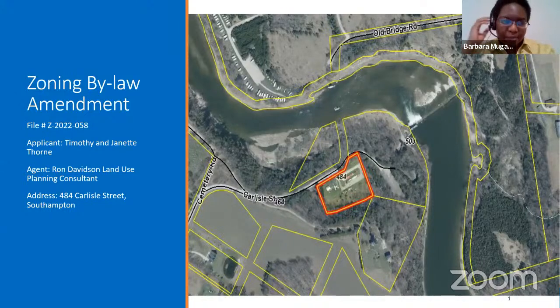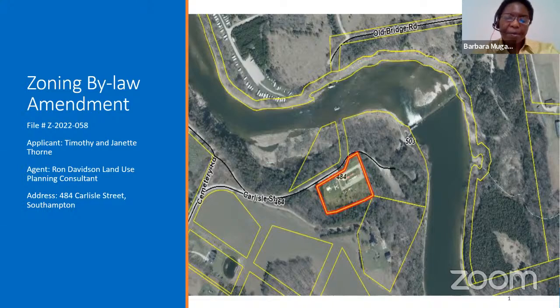So this application was before committee just last month on February 28th. The site is 484 Carlisle Street in Southampton. The main building on this site was built as an inn and operated as an inn between 1840s and around 1950. The landowner is seeking to re-establish the inn use on that property. The landowners own outfitter stores, one in Port Elgin and one in Southampton. And as part of their business, they provide canoe and kayak rental services. The rental equipment and vehicles are stored on the subject land.